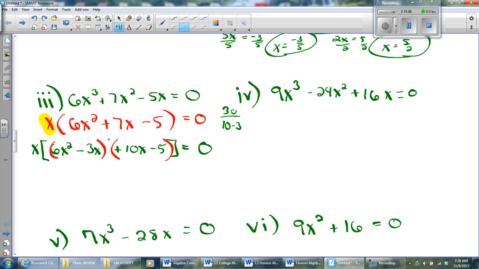Grab that sign, stick a plus in there. And so now, still have this x out front. I'm not going to combine it with the GCF from this quantity. Okay, I'm not going to do it.